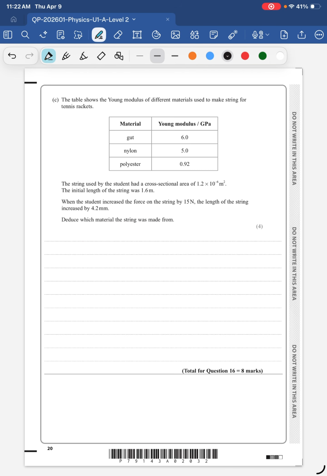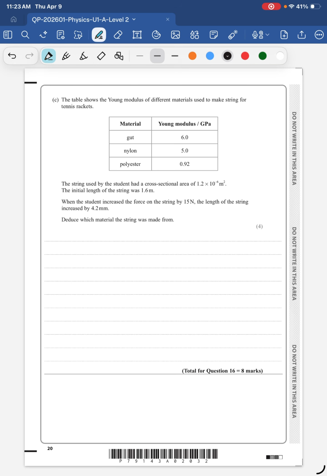Okay, part C. The table shows the Young modulus of different materials used to make string for tennis rackets. I've never heard of the material called gut. If you guys know what that is, let me know in the comments. All right, the string used by the student had a cross-sectional area of 1.2 times 10 to the negative 6 square meters. The initial length of the string was 1.6 meters. When the student increased the force on the string by 15 newtons, the length of the string increased by 4.2 millimeters. Deduce which material the string was made from.